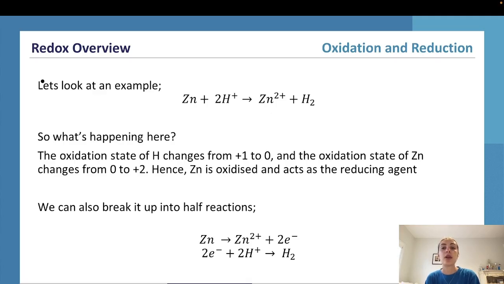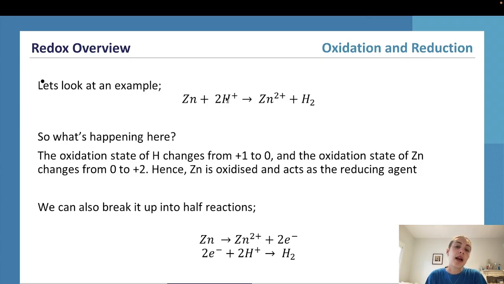And so when a species loses electrons, that's going to be our oxidation reaction. So we can say the oxidation state of zinc is going from 0 to 2+, so it's losing 2 electrons, and so it's being oxidized. And then we need to remember that what is being oxidized is going to act as a reducing agent. So we can say zinc is oxidized, and we can also say that zinc is the reducing agent.